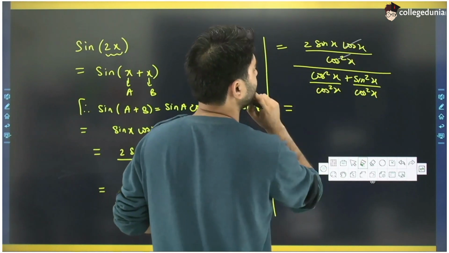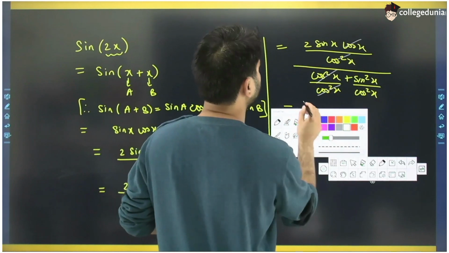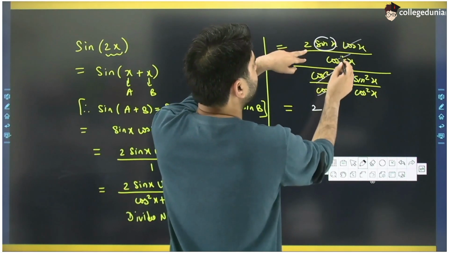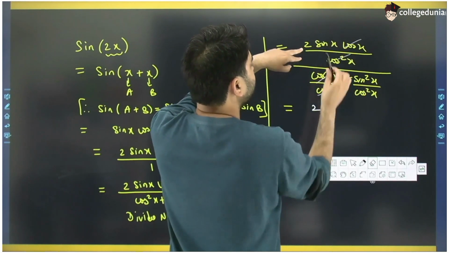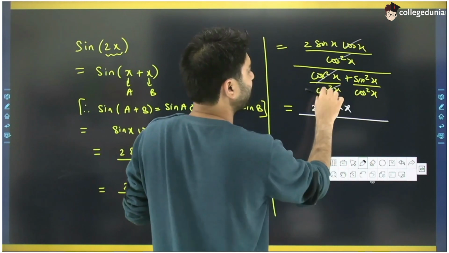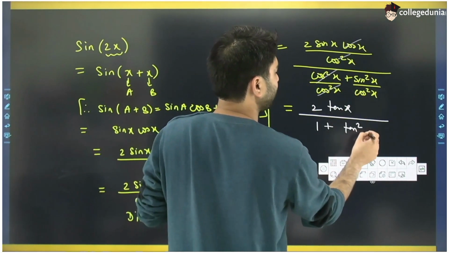So now here, cos by cos cancels, this entire cos square is cancelled out. So now we have 2 in the numerator, 1 sin in the numerator and 1 cos in the denominator. They will make sin by cos, tan x. Cos square by cos square is 1, sin square by cos square will make tan square x.